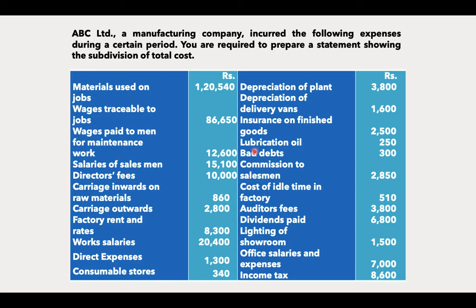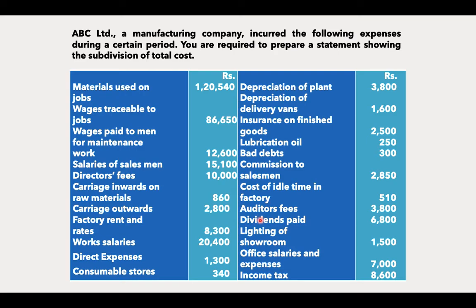Then bad debts, please keep in mind, bad debts always will be adjusted along with the selling and distribution overheads. Then we have commission to salesmen. As the name suggests, it will be adjusted along with the selling and distribution overheads. Then cost of idle time in factory, this is also adjusted along with the factory overheads. Then auditor's fees will be added along with the office overheads.